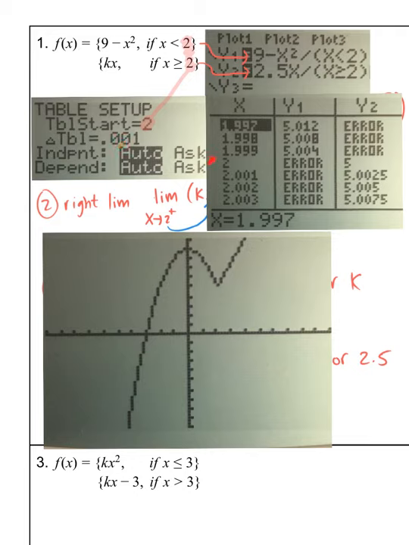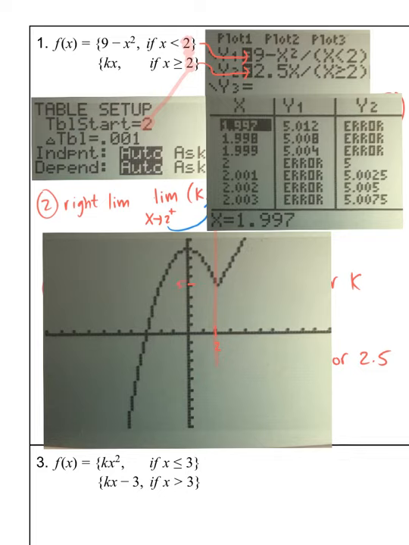Now I go into the table and I check. As my x's are getting closer and closer to 2 from the left and the right, my y's from the left are getting closer and closer to 5, and my y's from the right are also getting closer and closer to 5. I can also check it on the graph. Here's the graph. Here's my dividing point, 2. If I put in my imaginary vertical line through 2 and I trace the graph, I'm coming in right here at 5. From the right, I'm coming in at 5, right here.